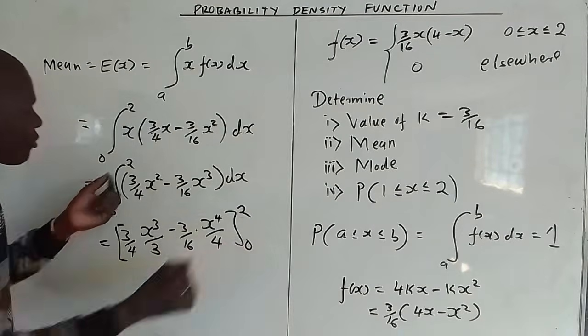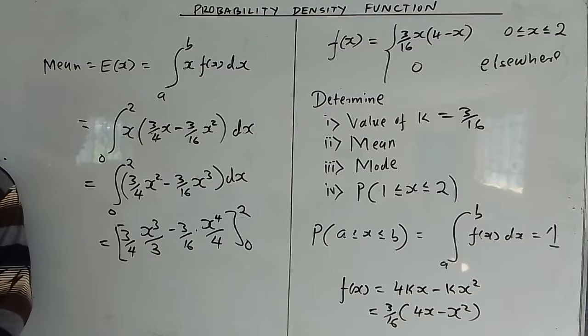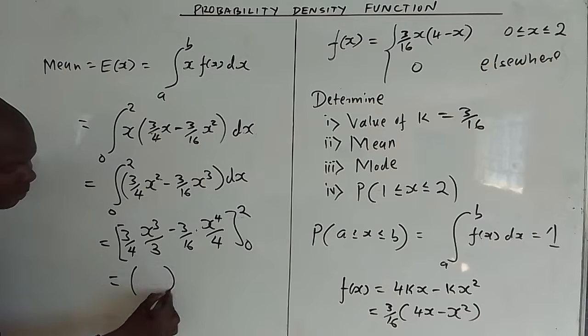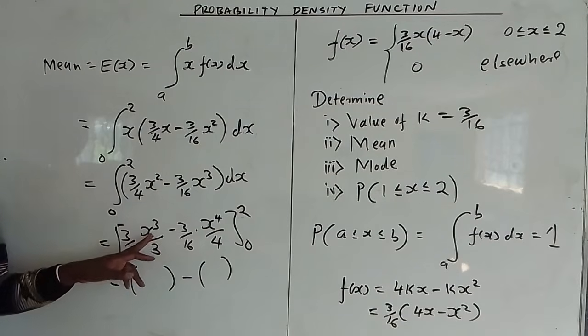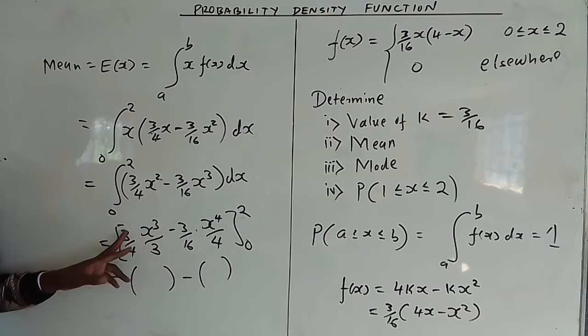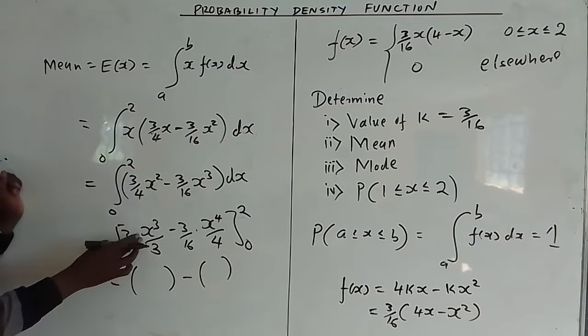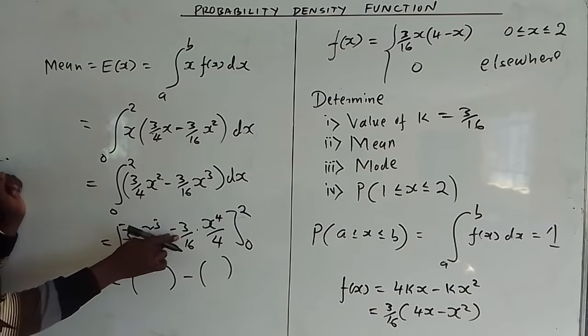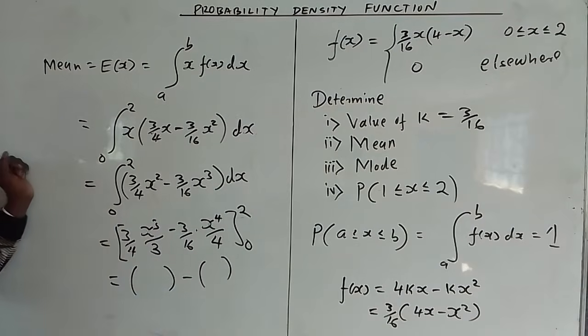You are integrating from 0 to 2. Are we together? Is that okay? So what do we get here? It is going to be upper limit minus lower limit. So where there is x, you put 2. When you put 2, you are going to have 3 over 4 times 2 cubed over 3, isn't it? Are we together? Go to the calculator, 3 over 4 times 2 cubed over 3, then minus 3 over 16 times 2 raised to power 4 over 4. What do you get?